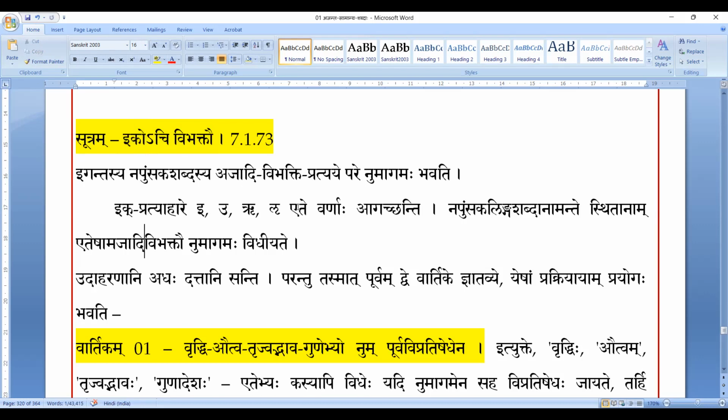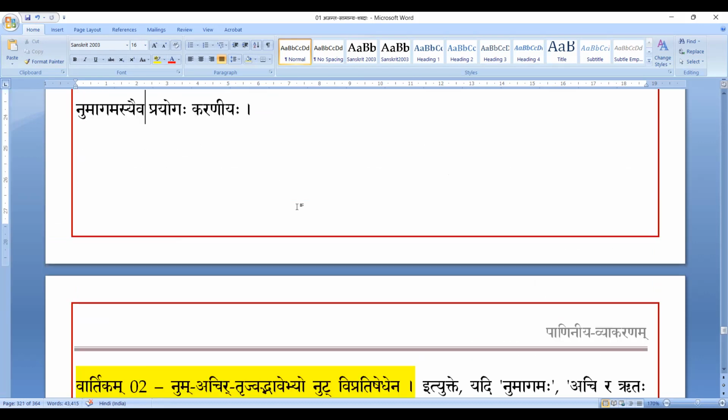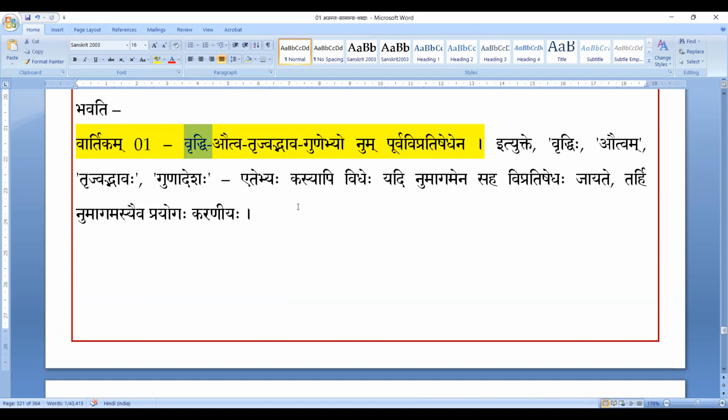And two Vartikams we have seen before. You have to recollect here. Vriddhi Autva Trijvat Bhava Gunebhyaha Num Pura Pratishedena. Trijvat Bhavaha we have seen in the Kroshtra example, for example. Then vriddhi, other example, is when this happens, and num also. Even though num is purva, num agamaha bhavati vipratishedena. That is vipratishede param karyam. That sutra tells that the parasutra will apply, but by this vartika, num will be ordained.